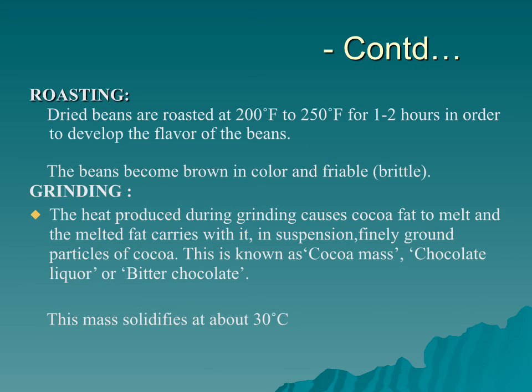Heat produced during grinding causes cocoa fat to melt, and the melted fat carries within it the suspension of finely ground particles of cocoa. This is known as cocoa mass, chocolate liquor or bitter chocolate. This mass solidifies at about 30 degrees centigrade.